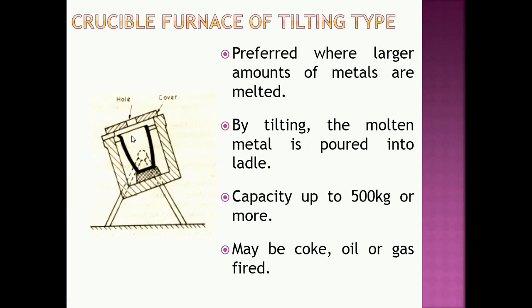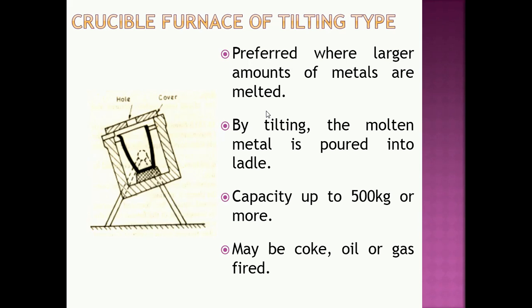If I have to remove the molten metal from this crucible, I have to tilt this furnace so that from this top hole the molten metal will come out. This furnace is prepared where larger amounts of metal are melted. The first two furnaces have a small capacity as compared to this furnace.